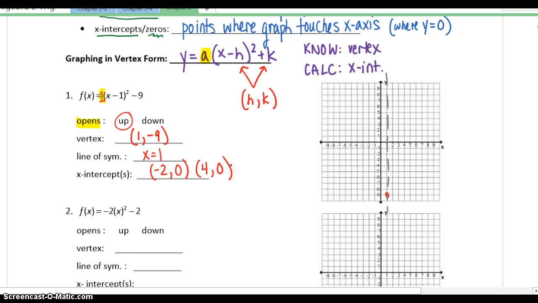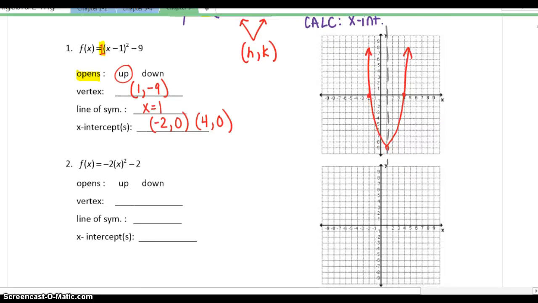So now I have the 3 points I need, my vertex and my 2 x-intercepts: -2, 0, and 4, 0. So since I know the shape is a parabola, I'm good with sketching it with those 3 points, and there is my graph. Alright, let's try another one in this form.